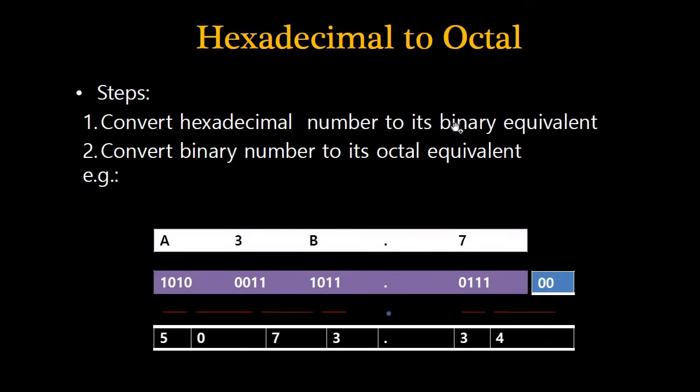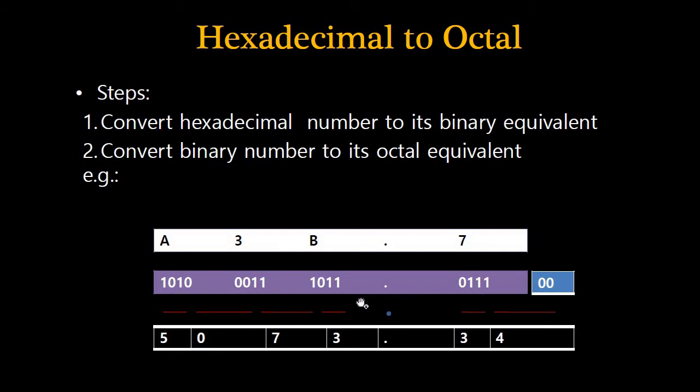Hexadecimal to octal. It again involves 2 steps. The very first is the conversion of the hexadecimal number to its binary equivalent, and then converting the binary number to its octal equivalent. Example: the conversion of A3B.7 of base 16 to base 8. So first we will convert this A3B.7 from hexadecimal to its binary equivalent. The binary equivalent of A is 1010, the binary equivalent of 3 is 0011, the binary equivalent of B is 1011, and the binary equivalent of 7 is 0111.